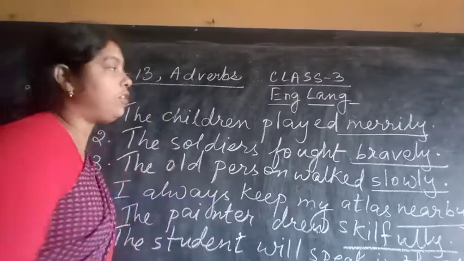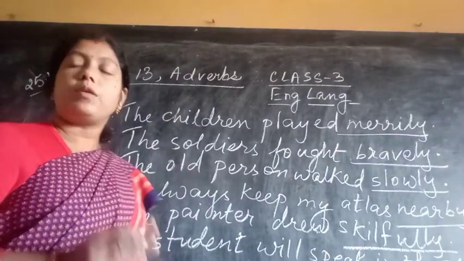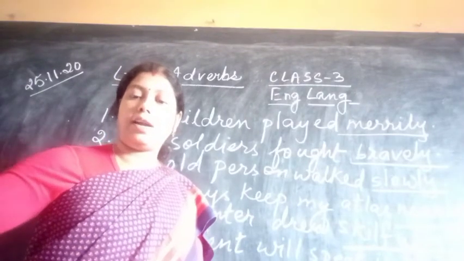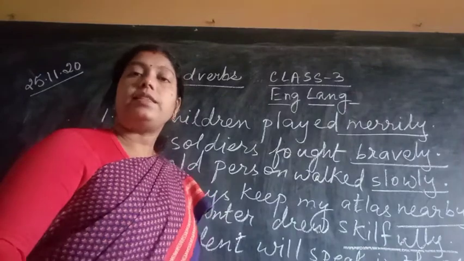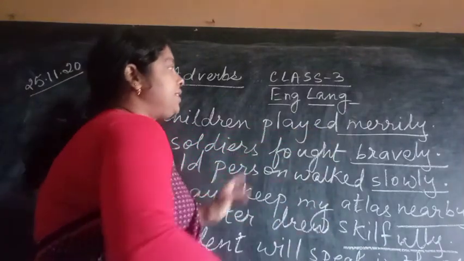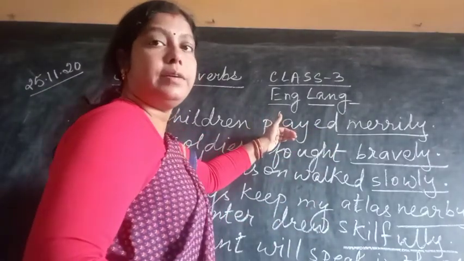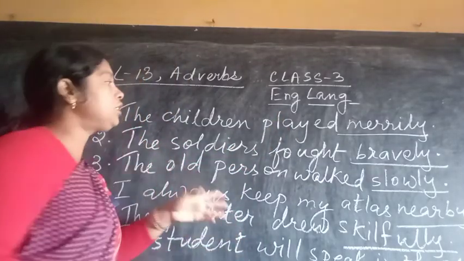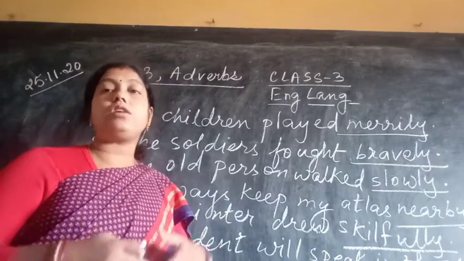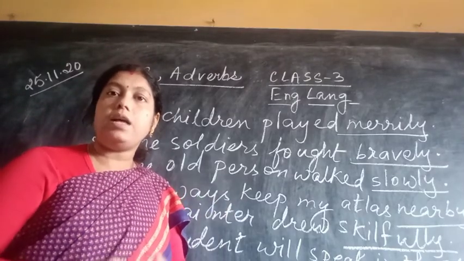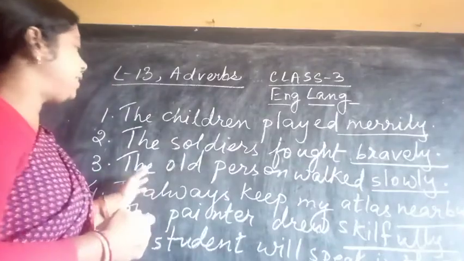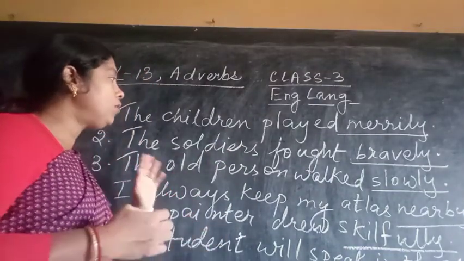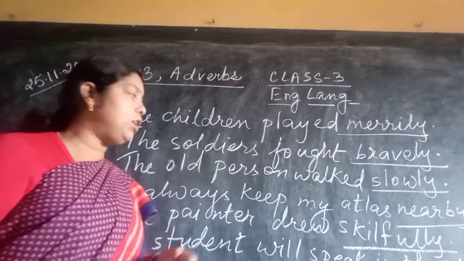Now you see here, children. What are adverbs? Words that tell us more about verbs are known as adverbs. The children played merrily. This sentence is telling about manner. How the children played? Merrily. The soldiers fought bravely. It is also telling us about manner. The old person walked slowly. This sentence is also of manner.